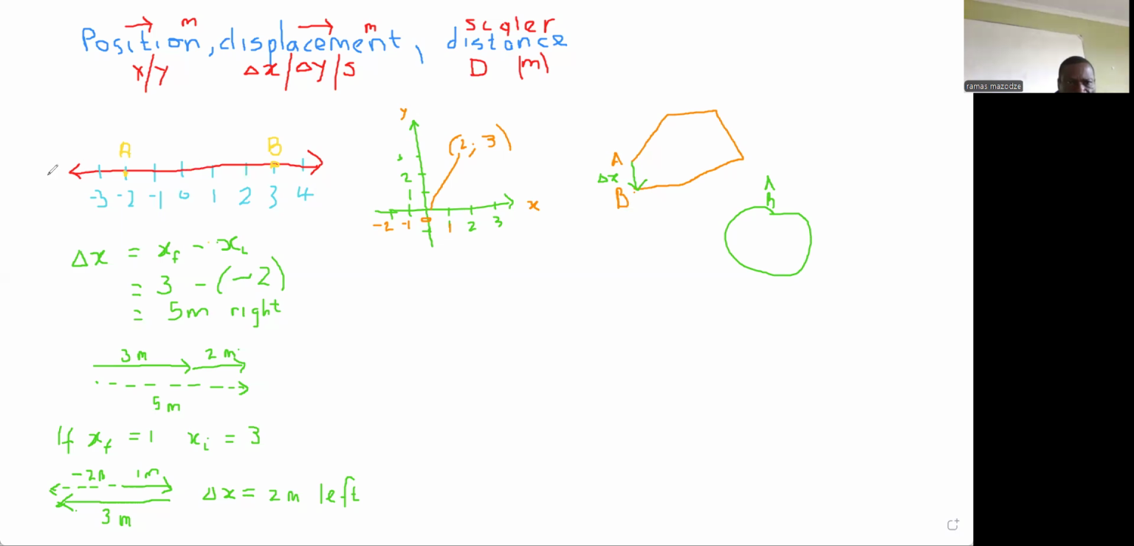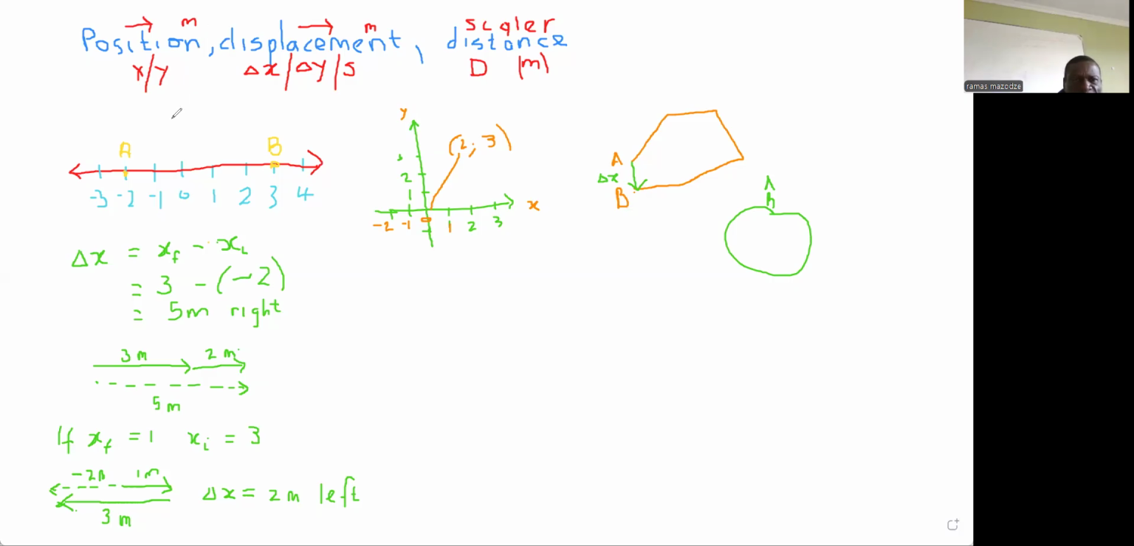Like if you look at this one, if we were to model an object moving along a horizontal axis, for instance, then our reference point would be the origin here. You see where the point 0 is, it will be our reference point. So when we measure position, it is a vector quantity. We use the symbol x or y, right? And it's measured in meters, right?